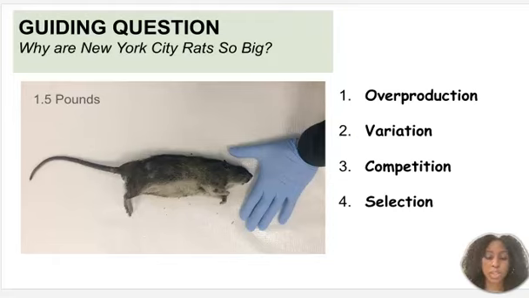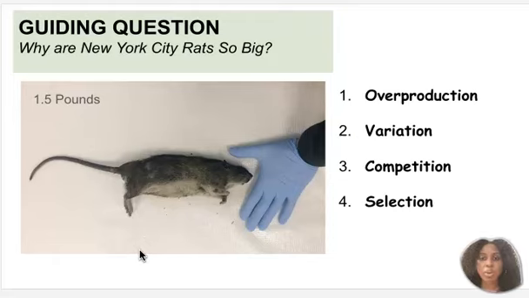Now, another guiding question that we can ask through the lens of the four guiding principles is, why are New York City rats so big? First, overproduction. Rats produce so many offspring. They have a lot of children all the time. They also have many different variations. There were some that had genetic differences, such as some are really good at being resistant to poison. Some have the variation of eating anything.